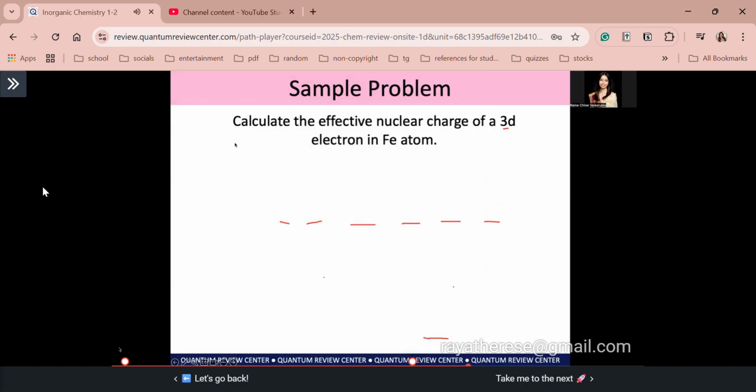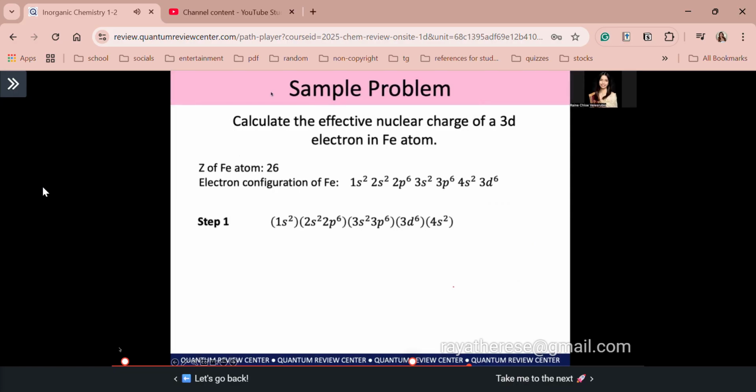Okay, last, calculate the effective nuclear charge of a 3d electron in iron atom. So, the atomic number for iron is equal to 26. And here is the electron configuration. Okay? So guys, dapat marunong na tayo dyan, okay? Step 1, we group it based on increasing n. So guys, ating electron of interest is, yes, 3D, nandito.